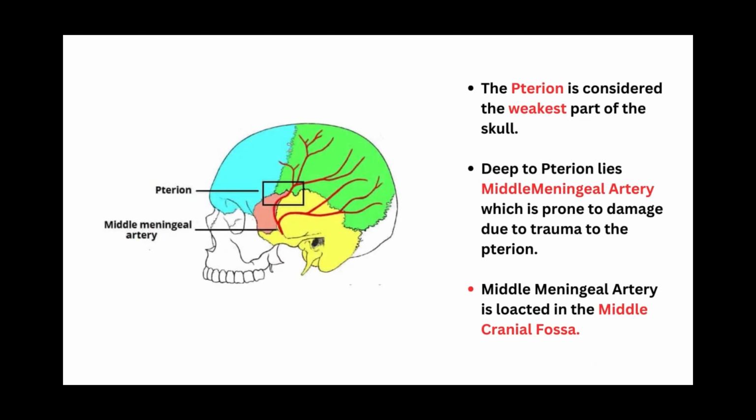Okay, so this is just a fact slide. We just need to remember that the pterion is the weakest part of the skull. Why is that so? Because deep to the pterion runs the middle meningeal artery, which is located in the middle cranial fossa. And what is a pterion? The pterion is a junction of four bones: frontal, parietal, temporal, and sphenoid, as we can see in the diagram.